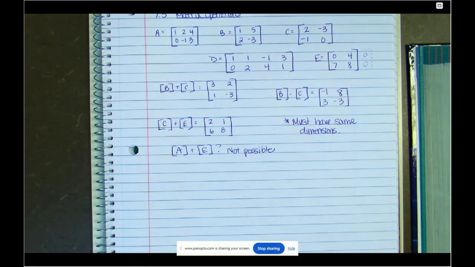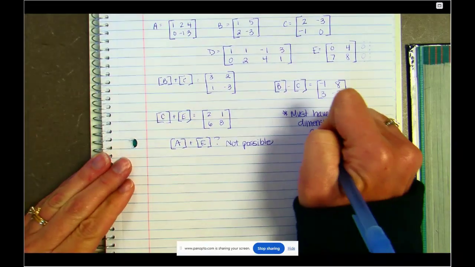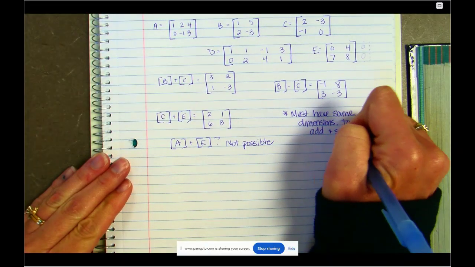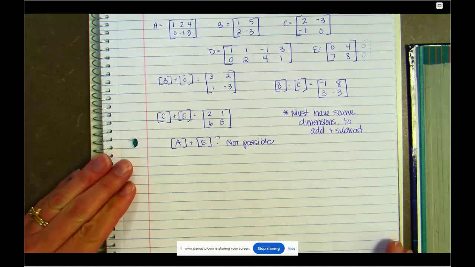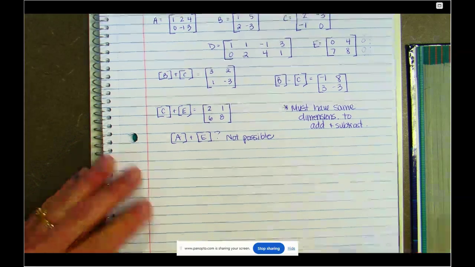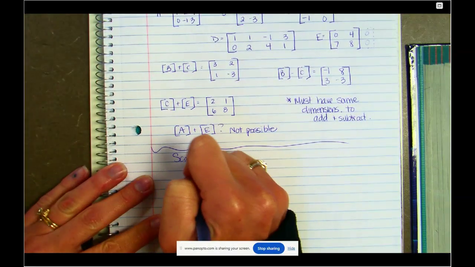Actually, we don't divide matrices. So there's no division involved. Okay, so adding and subtracting, you must have the same dimensions to add and subtract. Yeah, it says error dimensions match. Yep. Okay, now let's talk about scalar multiplication.